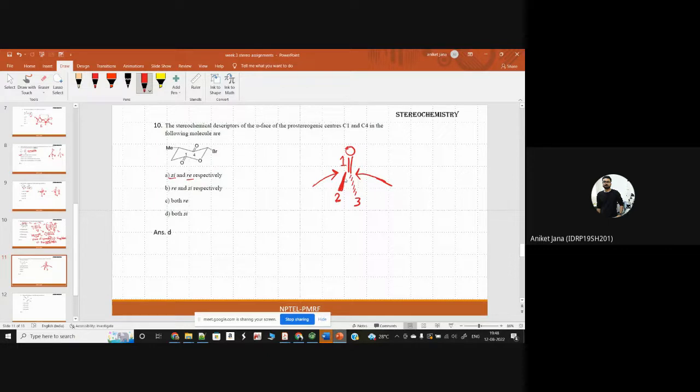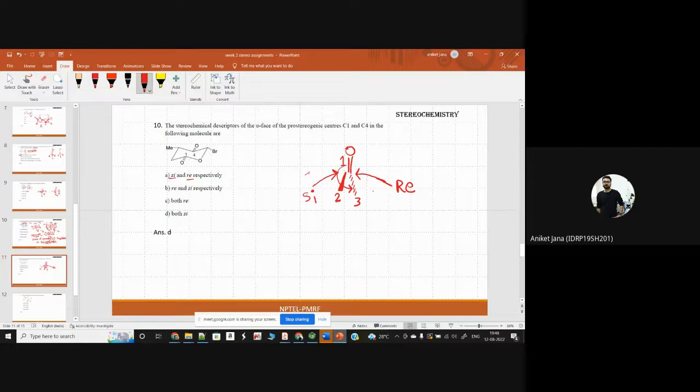Yes, sir. Okay, so this carbonyl group is a planar group, so it has two faces. If the group comes from this side, let's designate the priority of this one: 1, 2, 3. Is it clockwise or anti-clockwise? If we check from the left side, anti-clockwise. So which face is this? Si face, right? And if we check from this side, which face is this? Re face. Exactly.